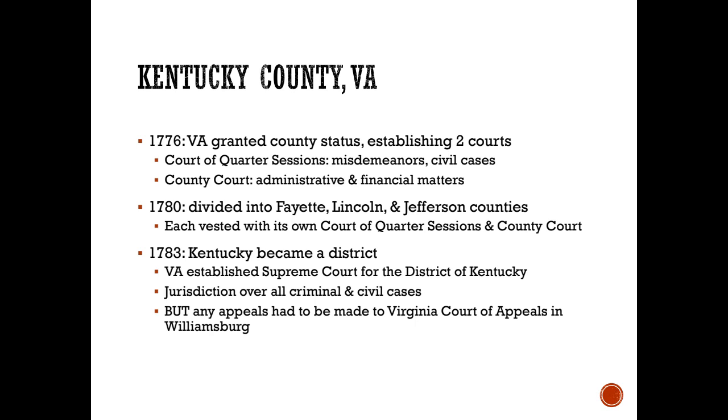At that time, they created a Supreme Court for the District of Kentucky, which had jurisdiction over all criminal and civil cases for the district. The problem was that any appeals for these civil or criminal cases had to go all the way to the Virginia Court of Appeals in Williamsburg. Unfortunately, that meant they had to go in person, which was a very long trip and not exactly an easy journey. So this ended up being one of the main reasons for Kentucky becoming a state, just because of the sheer distance people had to travel to get justice for some of their cases.